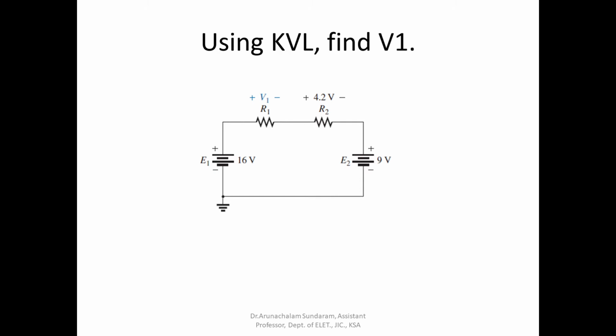First step, you have to mark the node. First you have to identify a loop. So I am going to mark this point as A, this point is B, this point is C, this point is D, this point is E.